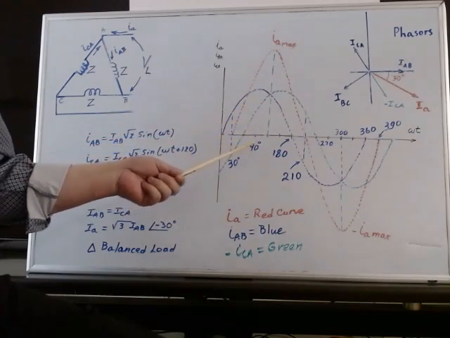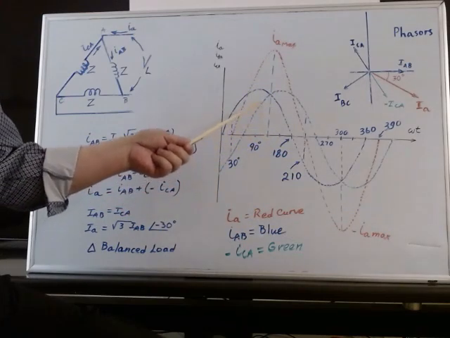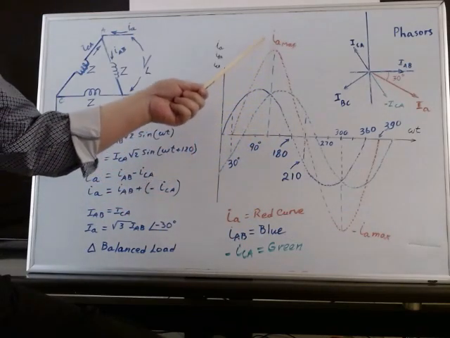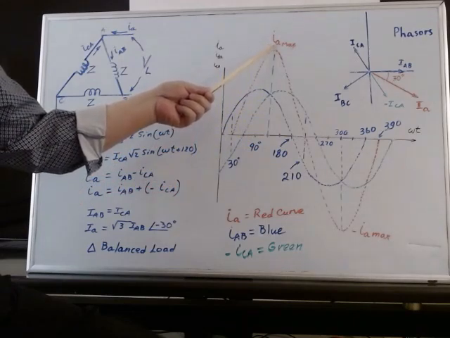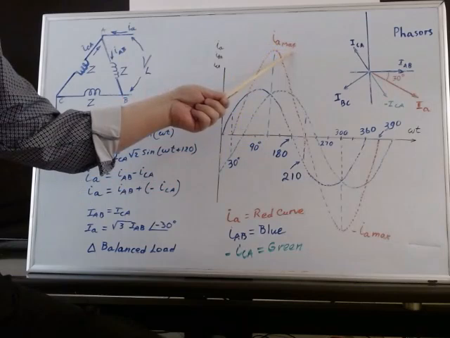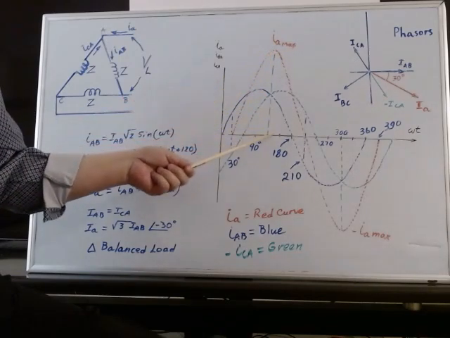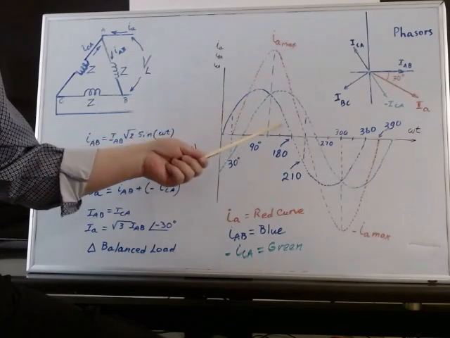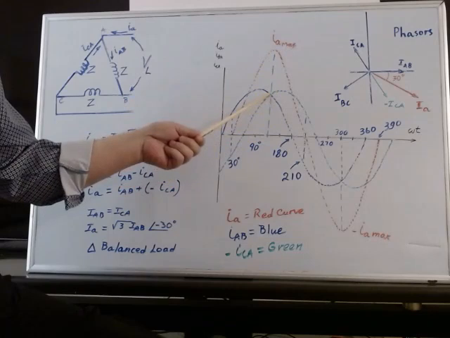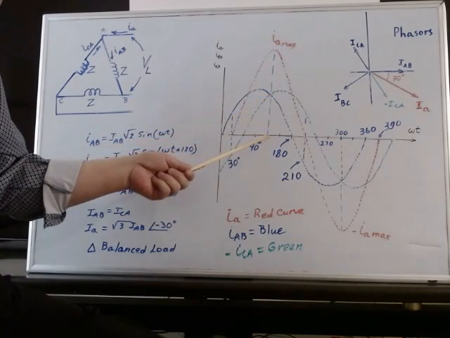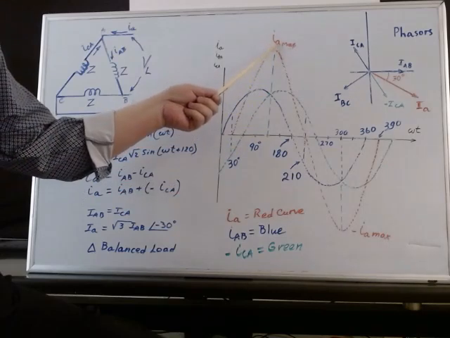At 120 degrees, you can observe that the current IA reaches its maximum value, IA max, because it is the addition of the current IAB and minus ICA. So you have the double of this current here for IA max.